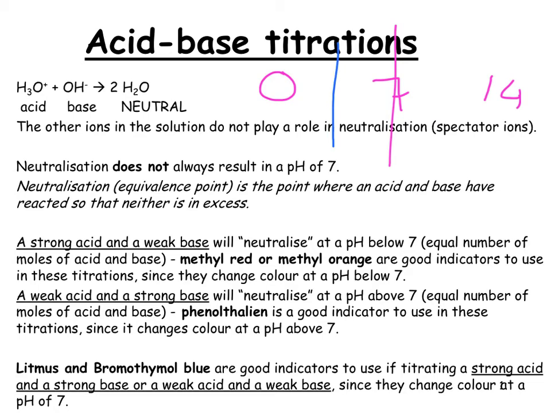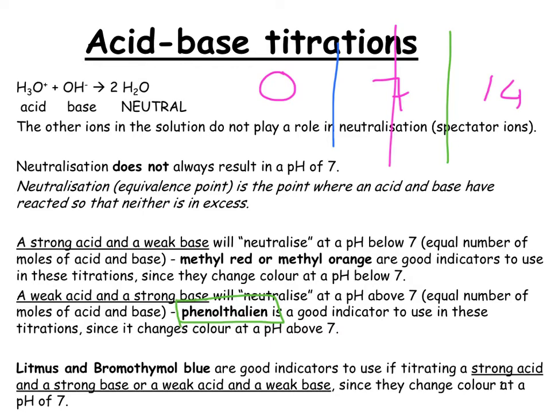Then if I were to take a weak acid and a strong base, in other words, the acid ionizes badly, the base dissociates well, you'll have more OH- in your solution at the point of equivalence, when there's an equal number of moles of both of them. And that'll happen at some pH above 7. And the indicator that you can use for that is called phenolphthalein.